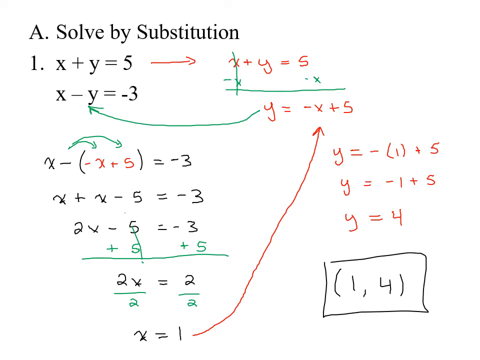These you can also check, but you have to check it with both of them. So if I plugged in 1 and 4 into both of those equations, 1 plus 4 does in fact equal 5. 1 minus 4 does in fact equal negative 3. So you can check them if you want to. This one does work. So we're good to go.